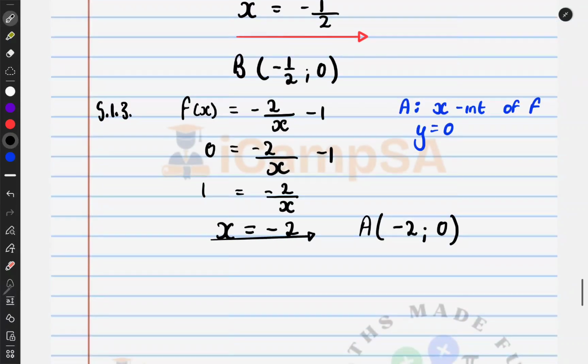Okay, and then from there let's calculate the length of AB just by subtracting these two terms. So AB is gonna be, let's start with negative 1 over 2, the larger term, minus (-2), and therefore we're gonna have negative 1 over 2 plus 2, which is 3 over 2. It's gonna be 1.5 units. That's the length of AB.